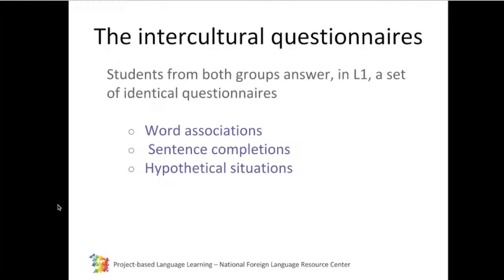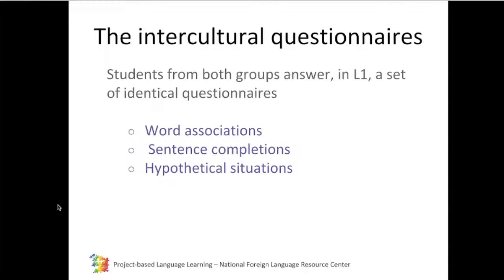So at the very beginning of an exchange, students answer anonymously online in L1 three sets of questionnaires. A word association questionnaire, where they associate words to prompts such as family, work, USA, suburbs, freedom, etc. With a sentence completion questionnaire, they have to complete sentences such as a good parent, a well-behaved child, a true friend.